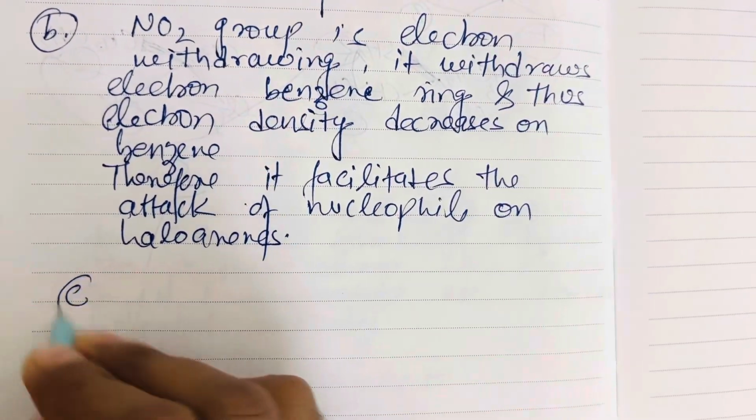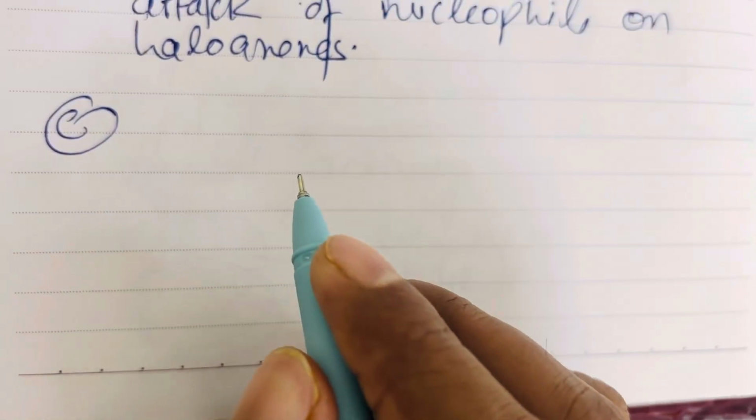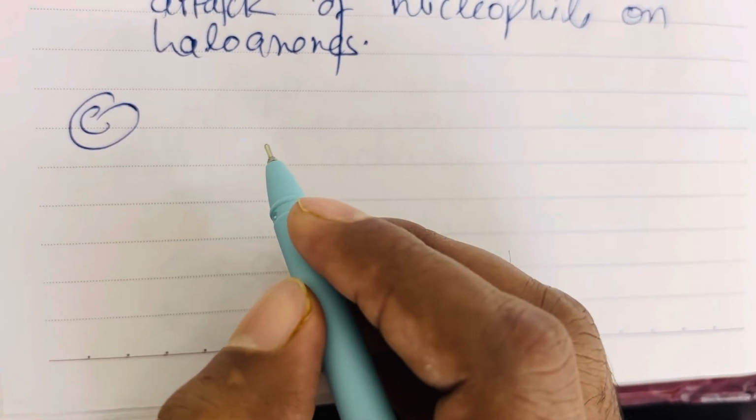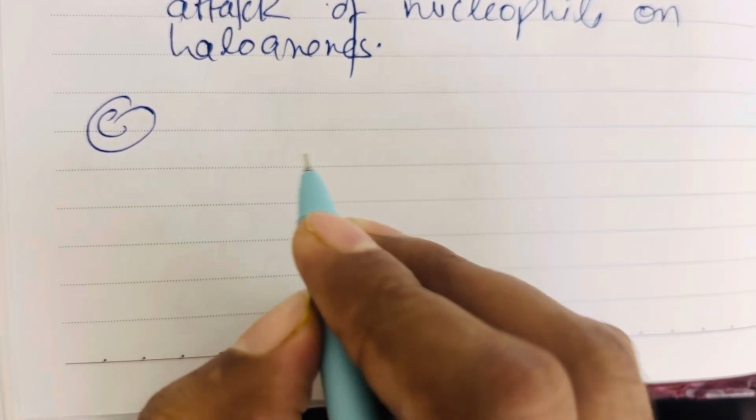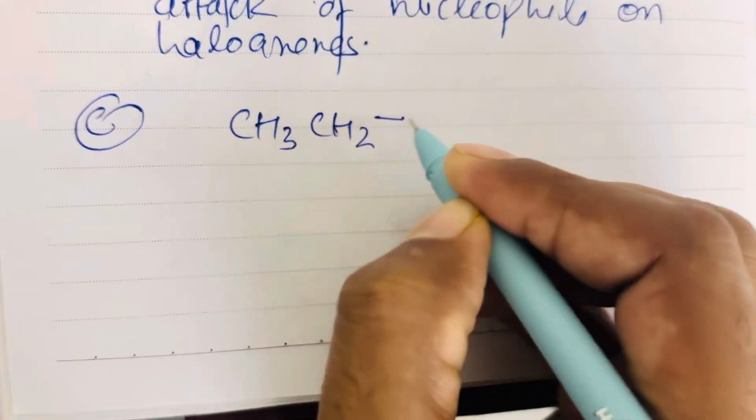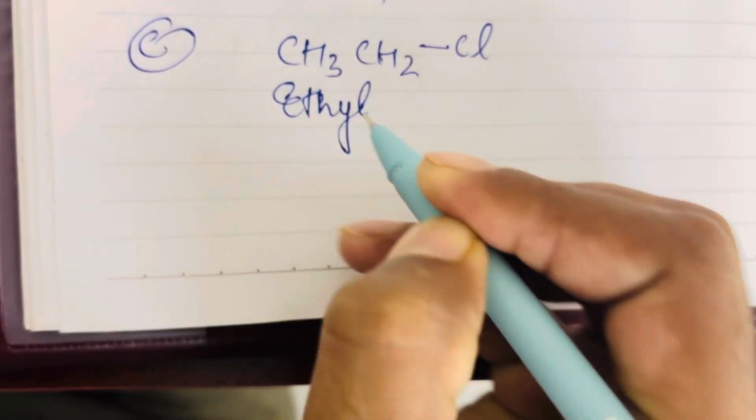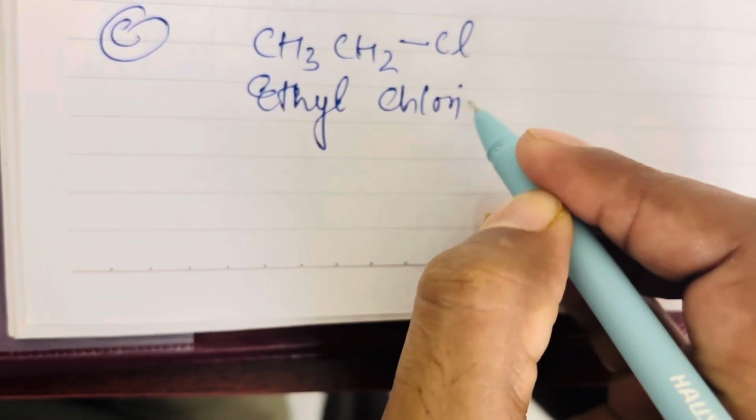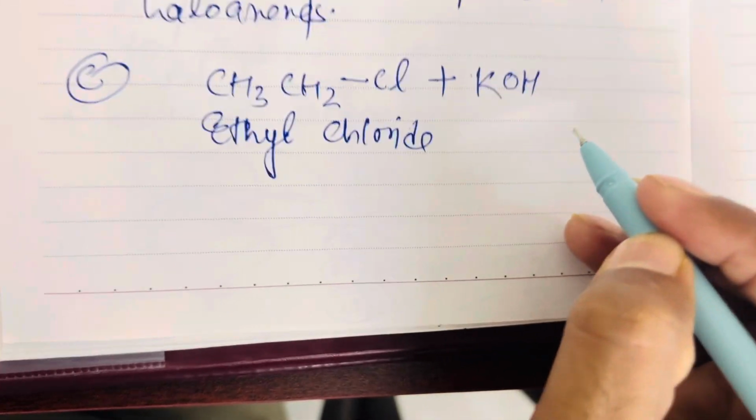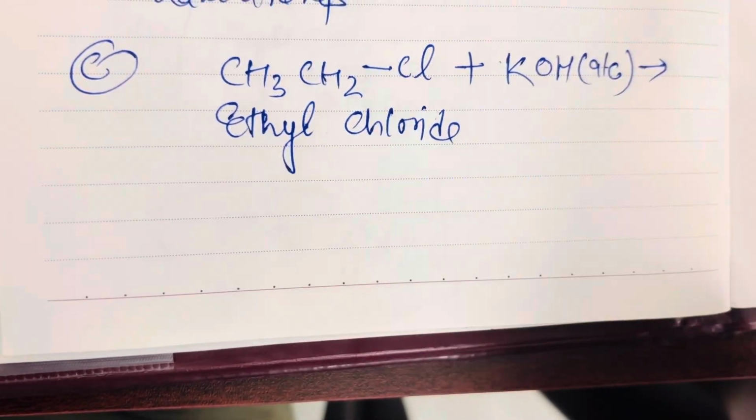Now we will see the third answer, that is what happens when ethyl chloride is treated with alcoholic KOH, that is potassium hydroxide. So CH3CH2Cl. This is ethyl chloride. It is going to react with the KOH. What happens? Alcoholic KOH.